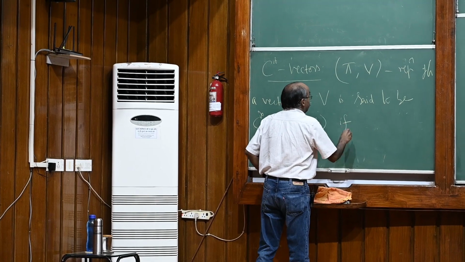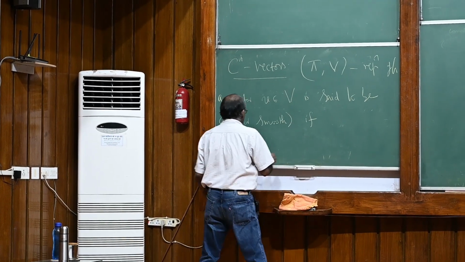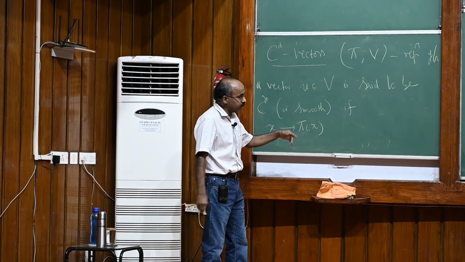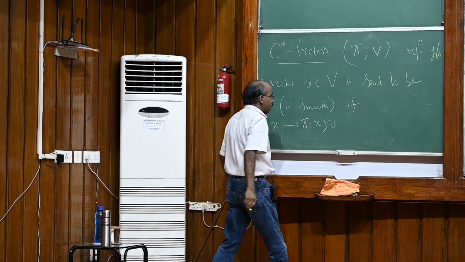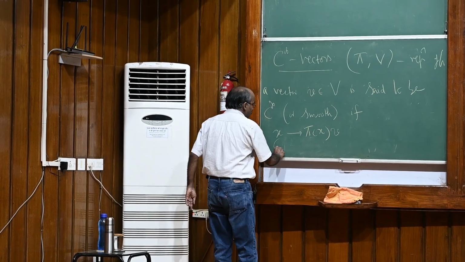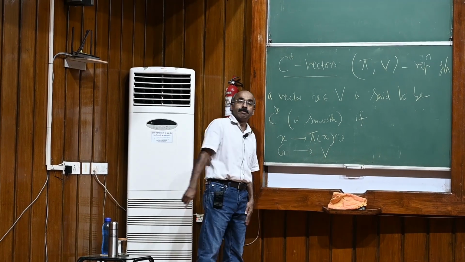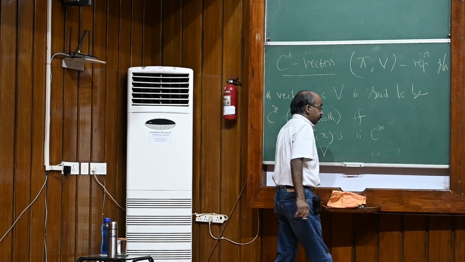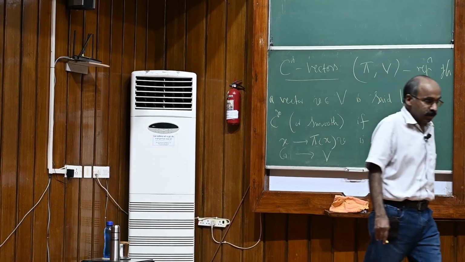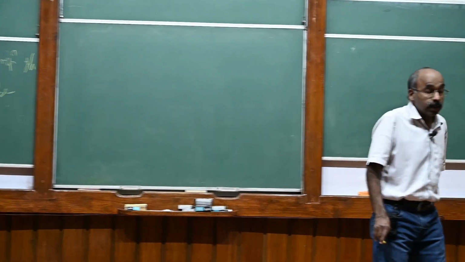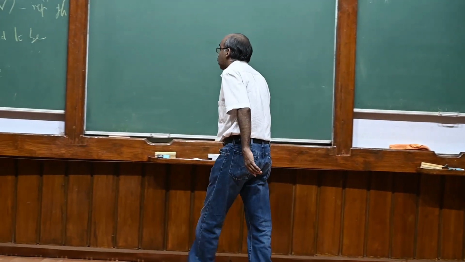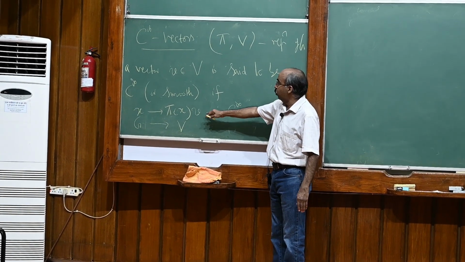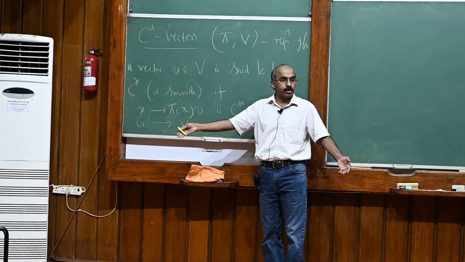the map x going to phi of x, so phi of x is an operator on V, so you simply apply it on this vector v. So I have a map from the group G to the representation space V that is a C-infinity map. You see. Okay, so this is a condition on the vector v. Such vectors are called C-infinity vectors, and it's obvious that it is a subspace, right? If v and w are smooth, then v plus w is also smooth.